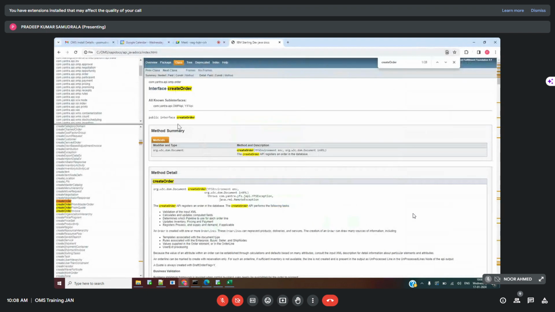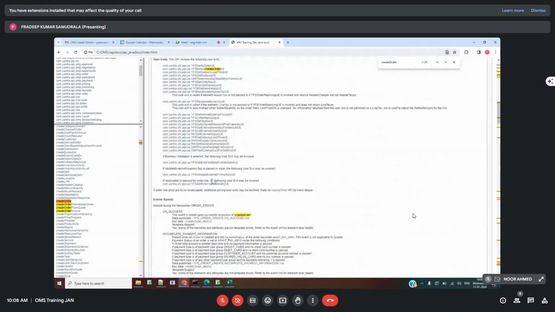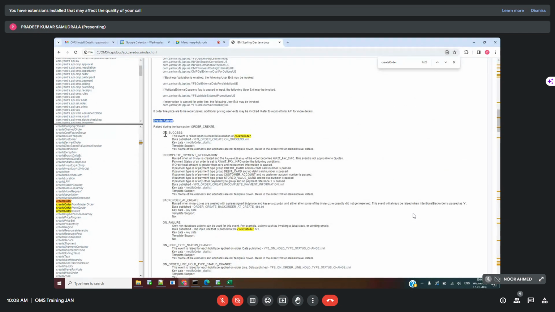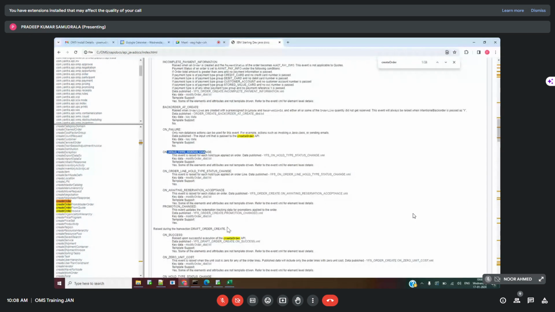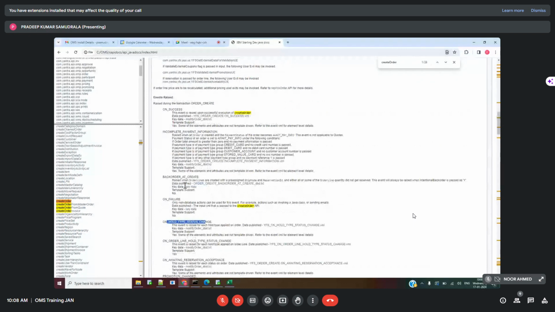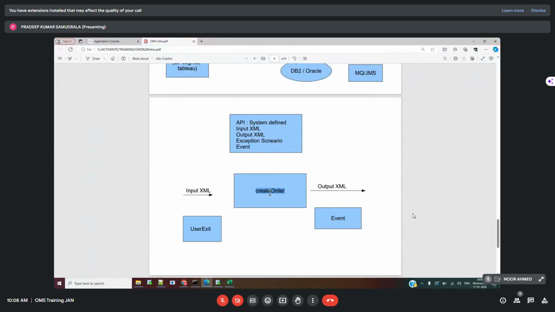So when we go back to our create order API, we can see it can raise n number of events. It can raise on success, or incomplete payment information, or on failure, on hold type. So different kinds of events can be raised. For example, somebody has placed an order, but that order does not have payment information, or they have not provided the required payment information. So the output of this API would be incomplete payment information. That particular event will be invoked, and as part of the event, we can do any implementation we want.